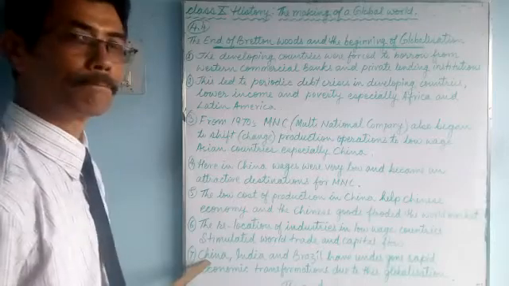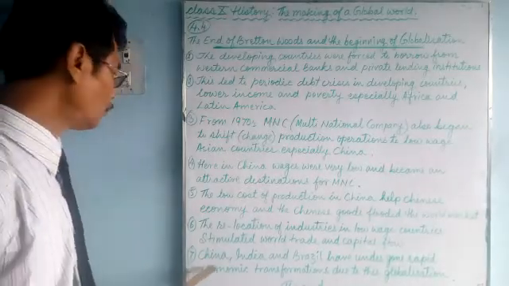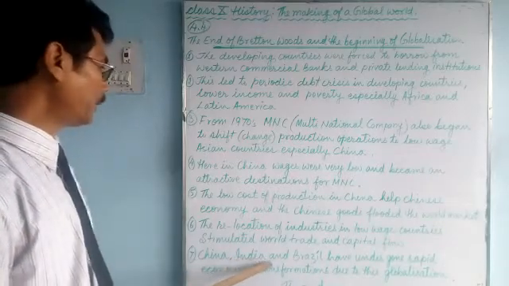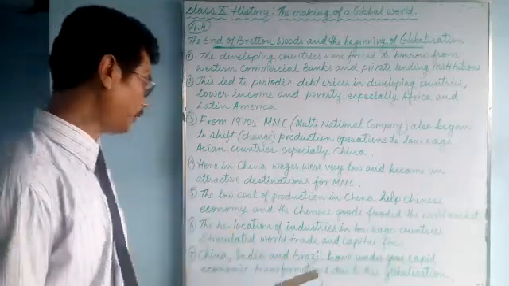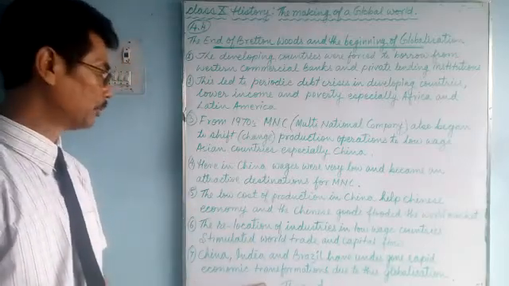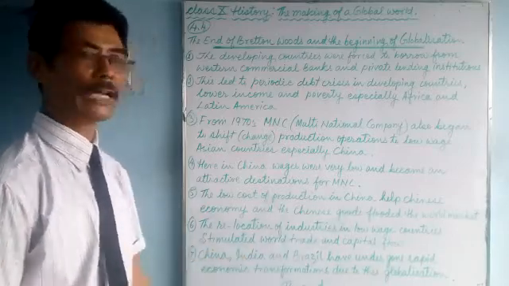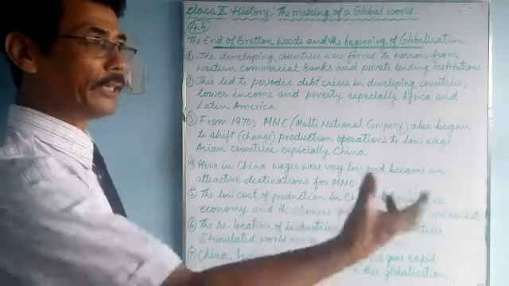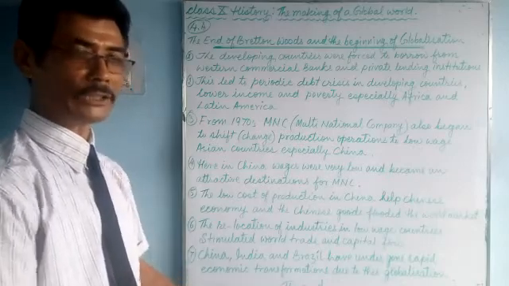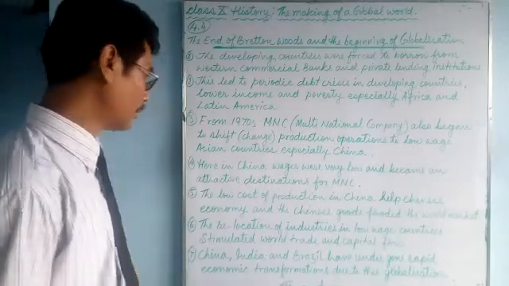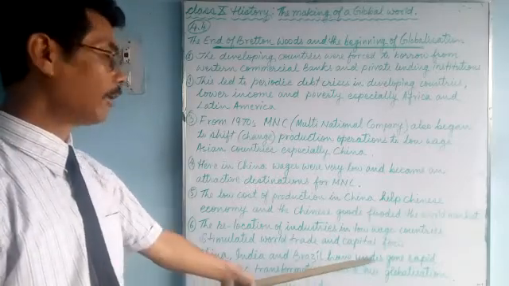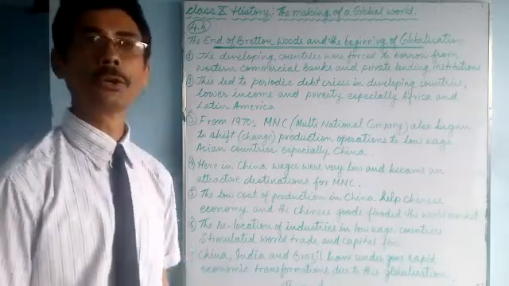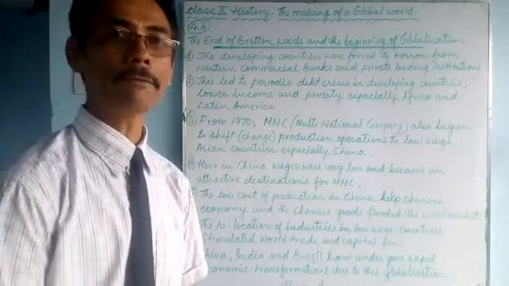Now the last portion, number 7. China, India and Brazil were developing countries at that time. China, India and Brazil have undergone rapid economic transformation due to globalization. Investing, linking foreign countries' economies with the developing countries, their economies were linked. This is called globalization. Due to globalization, China, India and Brazil have undergone rapid economic transformation. So making of a global world, we have come to the end.